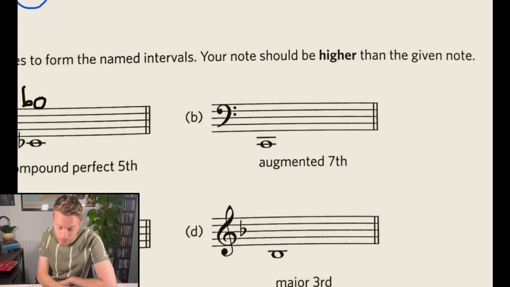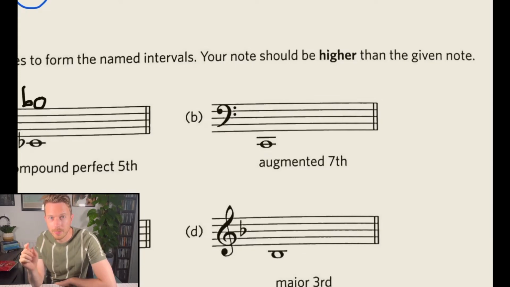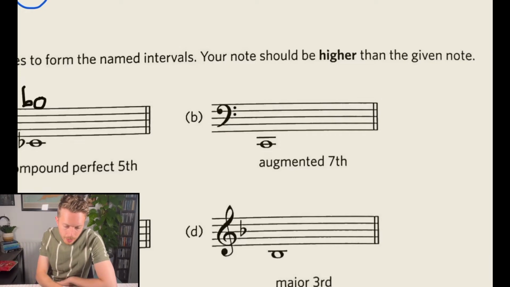Okay, augmented seventh. An augmented seventh sounds the same as an octave. So it's the enharmonic equivalent of the octave, basically. Because if you think about it, an octave down a semitone is a major seventh. What's one semitone higher than a major seventh? An augmented. So that means an octave sounds the same. It's an enharmonic equivalent.